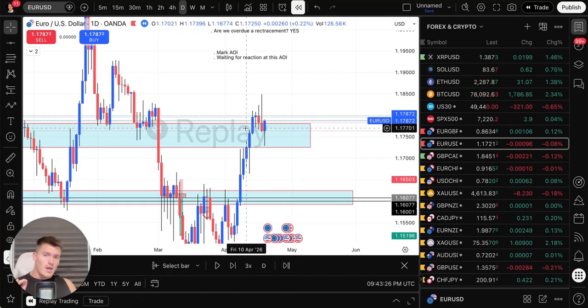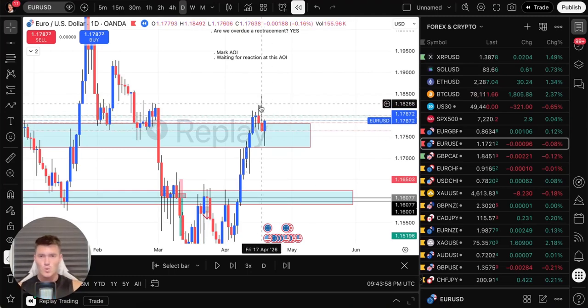So I highly encourage you to, if you are going to take a reversal trade, wait for a reversal pattern, whether that be a head and shoulders pattern at an area of interest, or a double top pattern at an area of interest, or a double bottom pattern. I highly recommend you have a reversal pattern at your area of interest. We have this little evening star pattern.